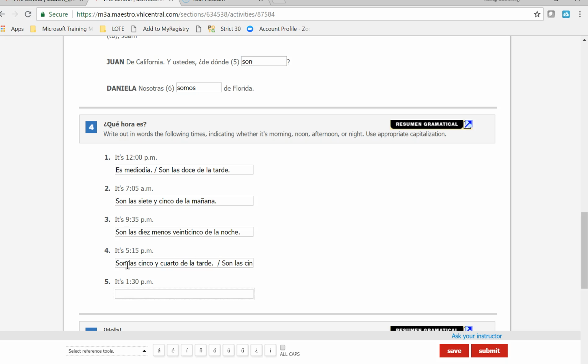Y la última, the last one, the only hour where we don't say son las, but we say es la, is for 1. Think about that being a singular hour instead of many hours. Es la 1:30, for 30. We say it's half, like it would be like saying half past, de la tarde. The other option here we could say is es la 1:30 de la tarde.